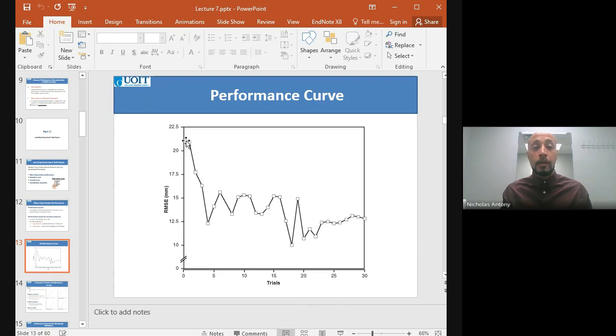So here we can see that the error decreases over time with practice. What's another thing that we notice, right? So if the value is decreasing, that's improvement. We can see towards the end that the scores are much closer together. They're less variable. So it's a measurement of consistency.